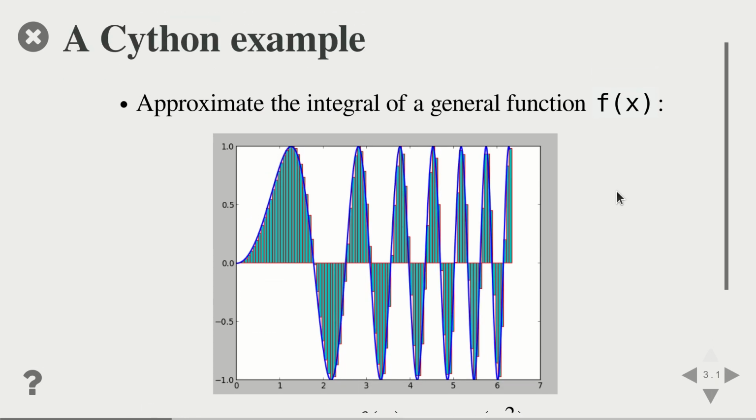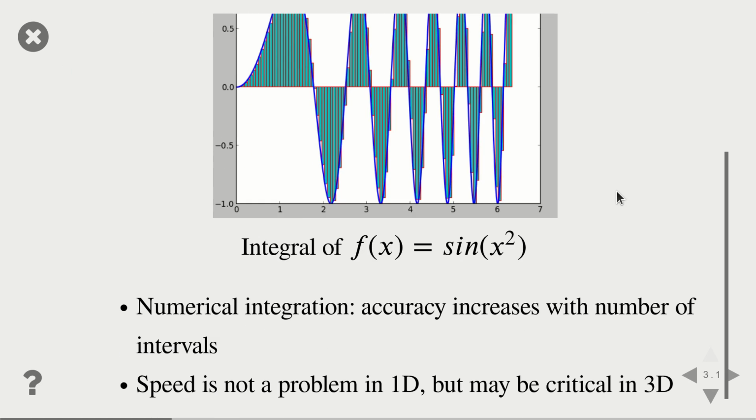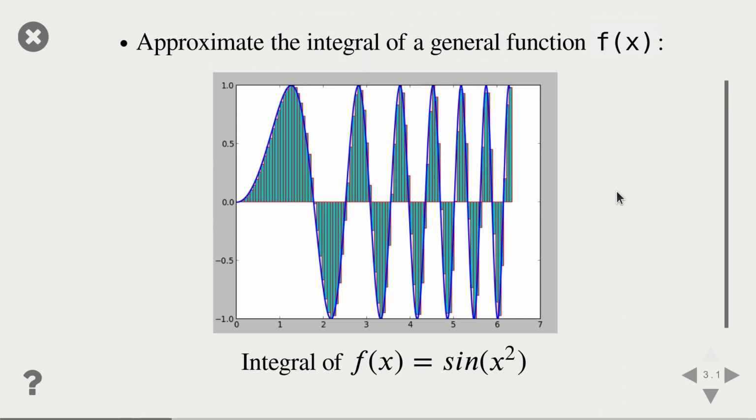I want to show you an example. Let's say we want to approximate the integral of a function f of x. How do you do that? It means that we want to compute the area below this function. The way you do that is you create these little rectangles below that function, compute the area of each rectangle, and add them up. And if it's below the line, then you subtract them.